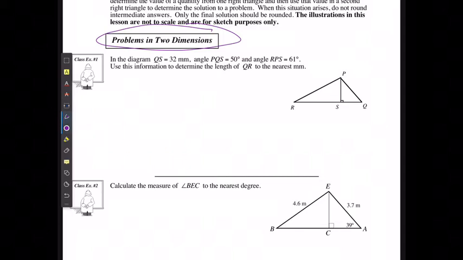So in the diagram, QS is 32 millimeters. We know that the angle from P to Q to S, or the angle of Q here, is going to be 50 degrees. And the angle at R to P to S is going to be up here, and it's 61 degrees. Use this information to determine the total length of Q to R.